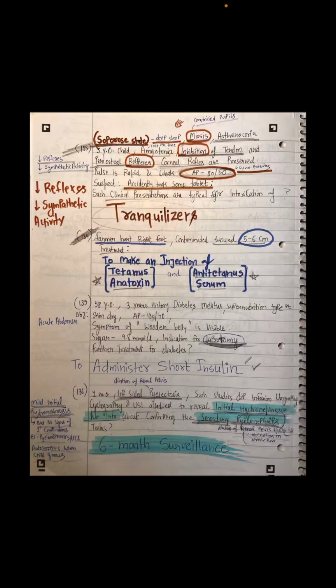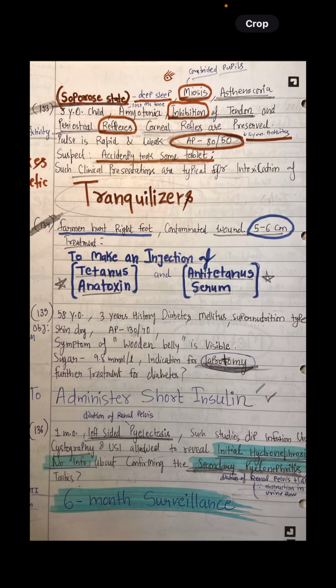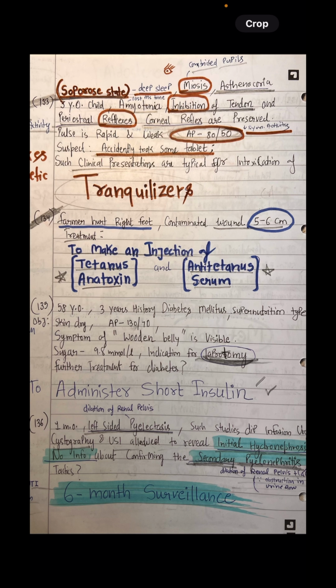Next patient says the farmer hurt his right foot, a contaminated wound 5 to 6 centimeters. Treatment, sir: we suspect tetanus in this case because the farmer would be using a metallic device to do something with his soil. We will give the injection of tetanus anatoxin plus anti-tetanus serum because there is no history of vaccination given in the question. So we will give the injection of both to the patient.